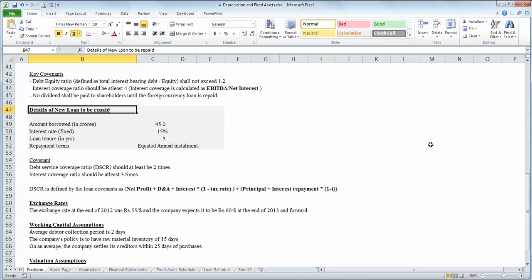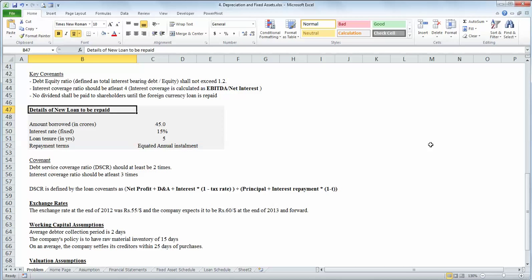Finally, we also have one more loan which the company intends to take. Here the interest is fixed, but the repayment is on an equated annual installment basis. The difference in this case is that the amount that's repaid includes principal as well as interest, and the total repayment per installment remains the same across the tenure of the loan.